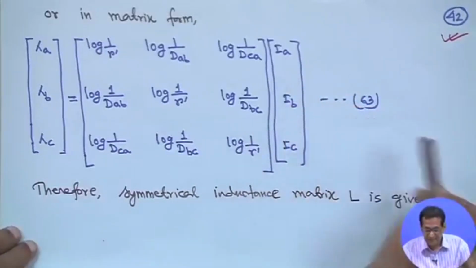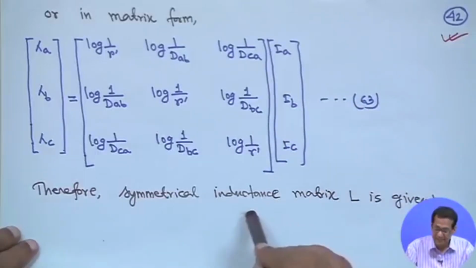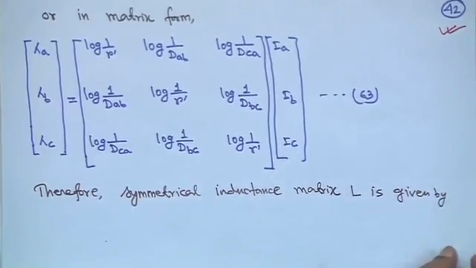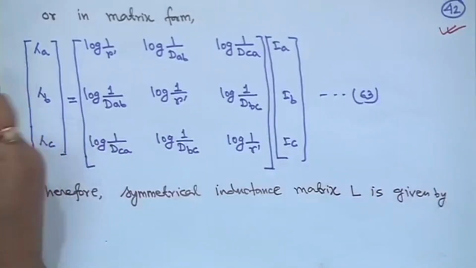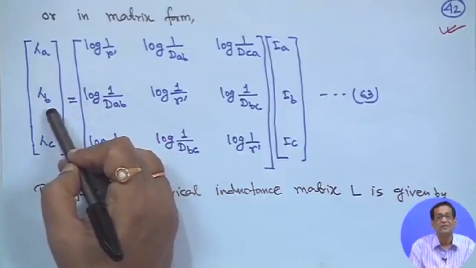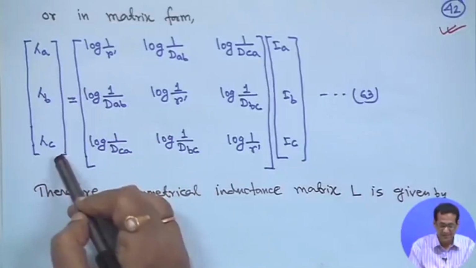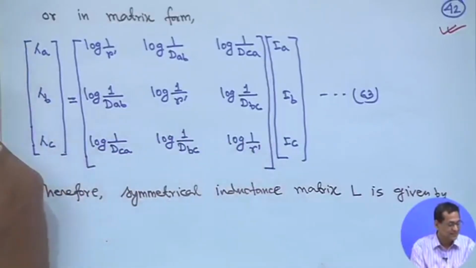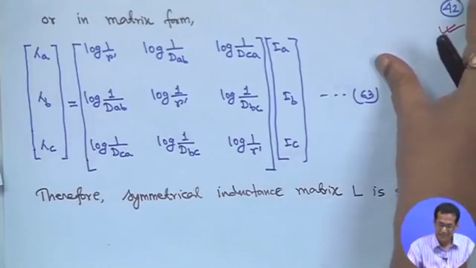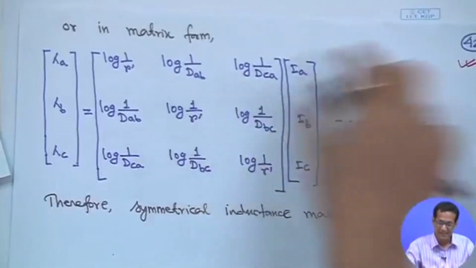This is your equation 63. Therefore, the inductance matrix L is given by, because everywhere you will divide, for lambda A you will divide by IA, for lambda B you will divide by IB, and for lambda C you will divide by IC, such that LA, LB, LC all will be obtained. So, that is why in matrix form, only this matrix will be there.